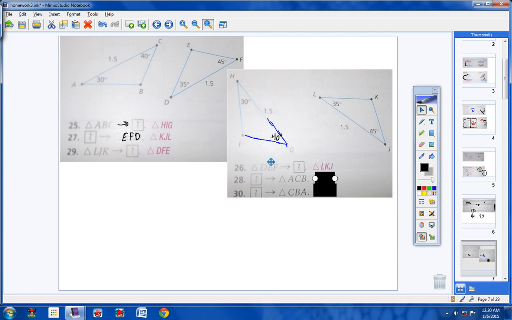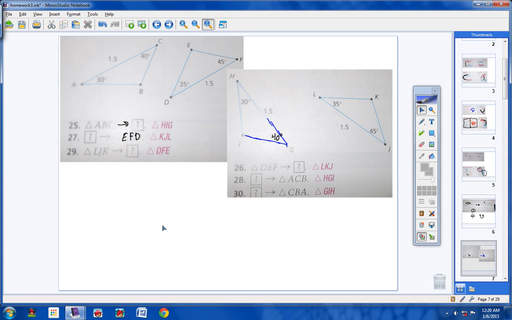Alright. What triangle is mapped onto ACB? ACB. 3040 blank. HGI. And then lastly, triangle CBA. CBA. 40 blank 30. GIH.